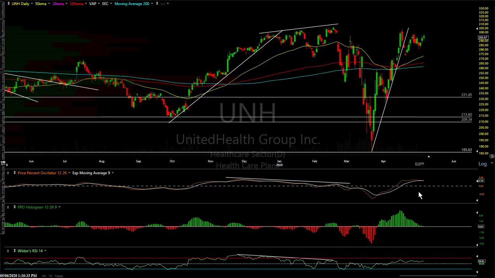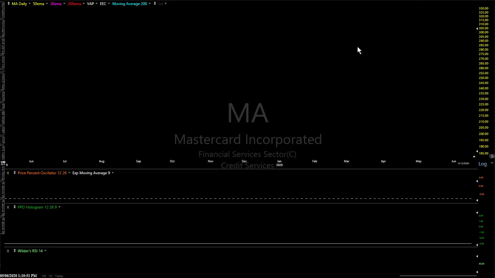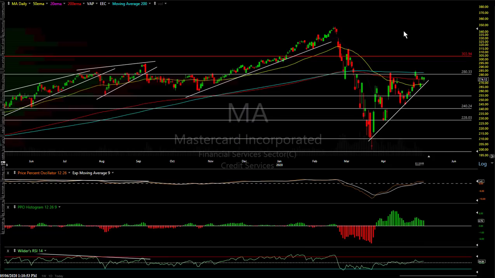UNH, United Healthcare, poised on any downside. You can see this histogram is right at the 0 line right now, so if we get any more downside from here, that's going to trigger. We already had a sell signal on the breakdown there. We just need to see this trend indicator confirm, and that may mean the top is in on UNH.